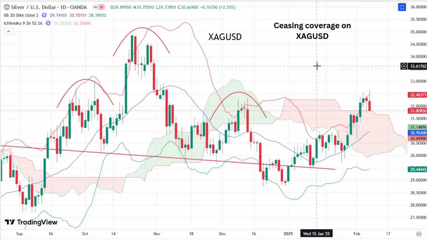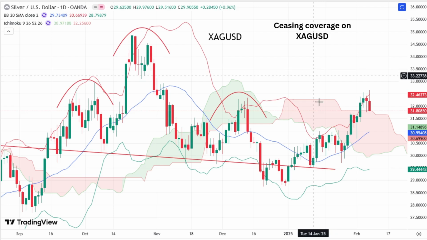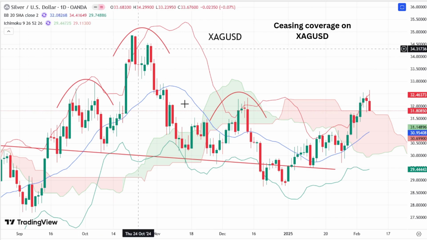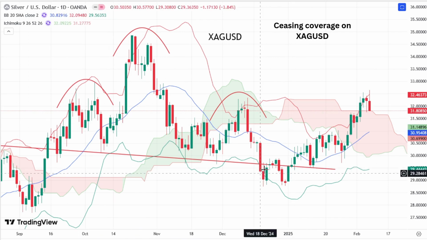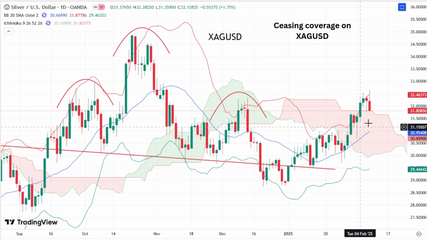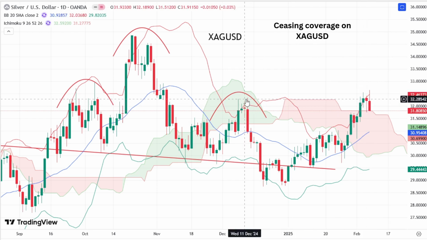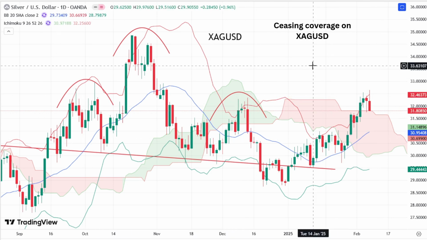Silver also didn't do well. I identified silver as having completed a bearish pattern head and shoulders top over here, but since then silver has rallied and closed above the cloud. Bullish outlook is preferred, and in doing so it broke back above the second shoulder, which invalidated this bearish pattern. I will now cease coverage on silver.